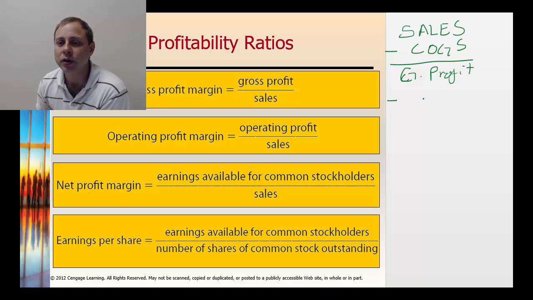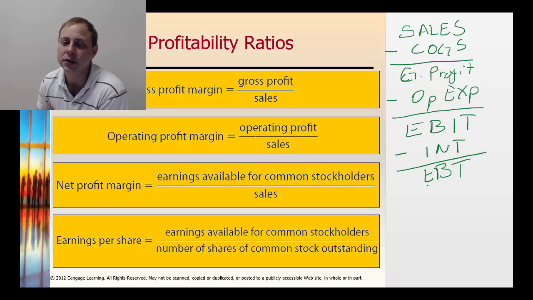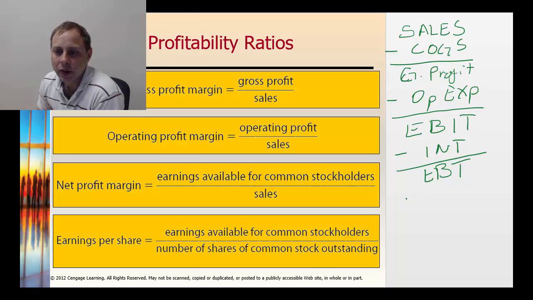From gross profit, we're going to subtract operating expenses. Can you see some of the stuff that's happening over here already? After that, we're going to get EBIT, earnings before interest and taxes. What do we subtract from EBIT? We subtract interest. What do we have now? Now we have EBT, earnings before taxes. And then we subtract taxes, and then we have net earnings.